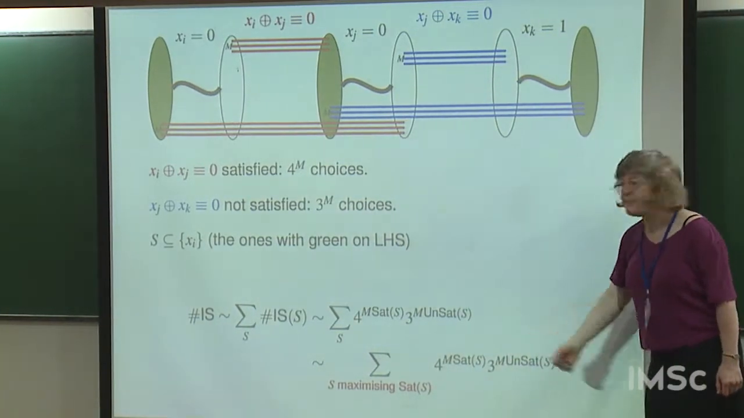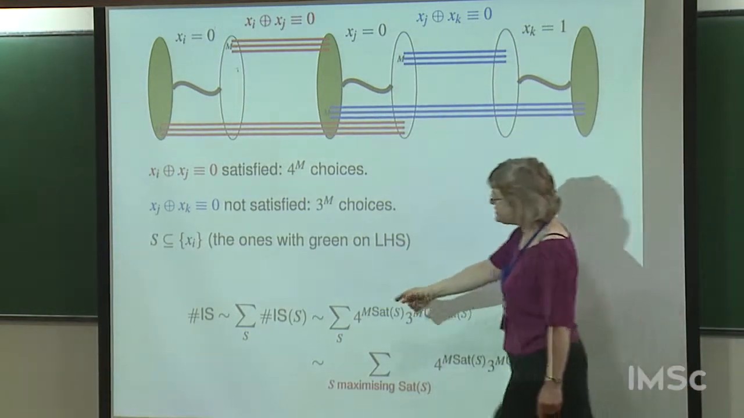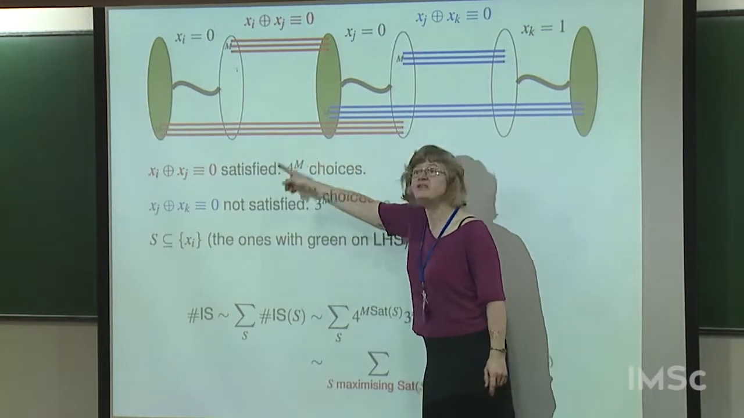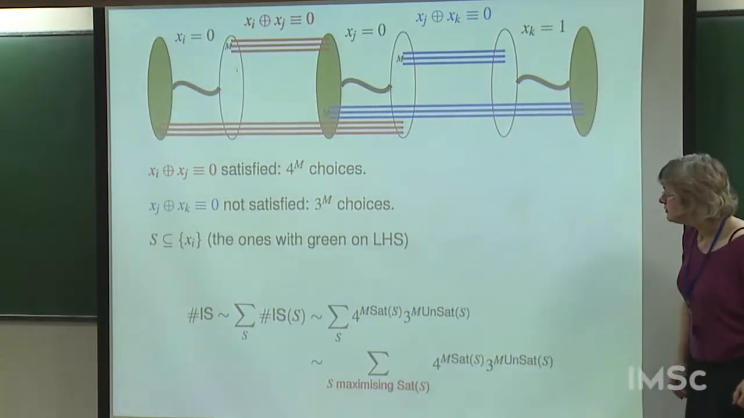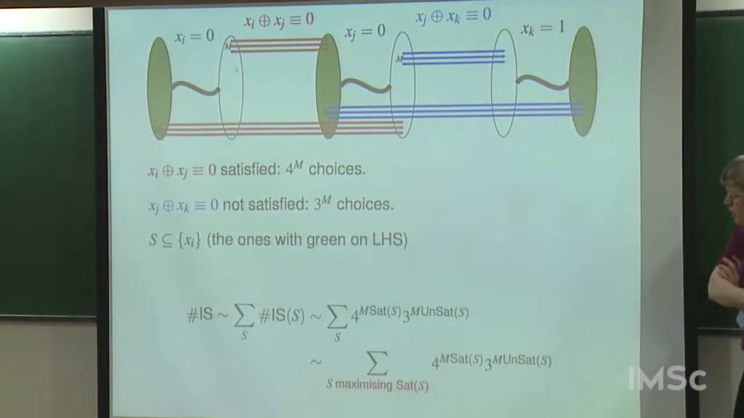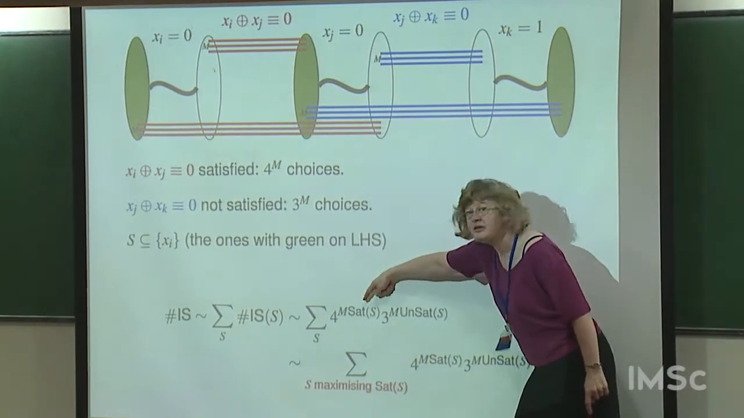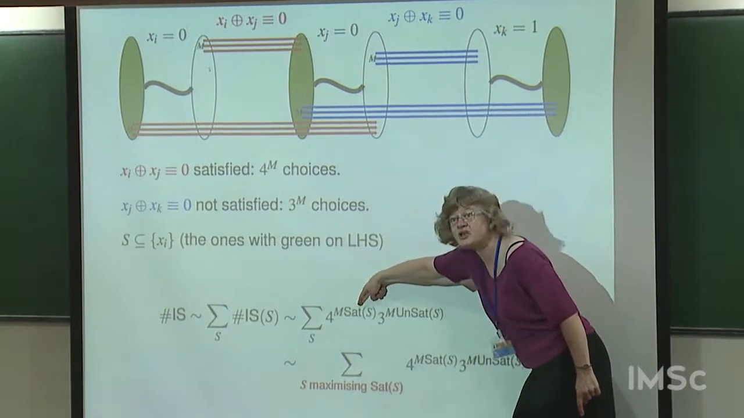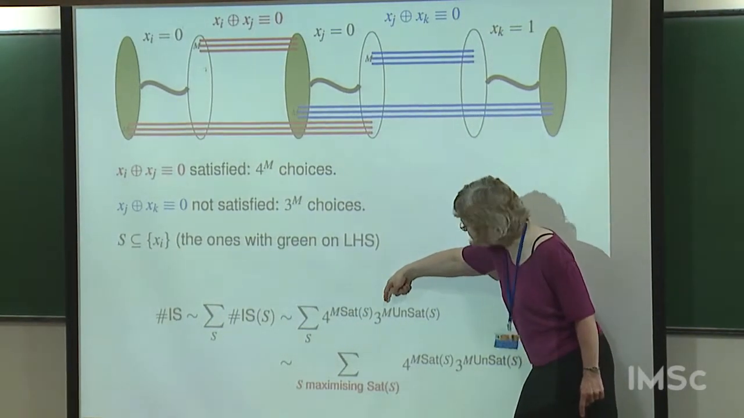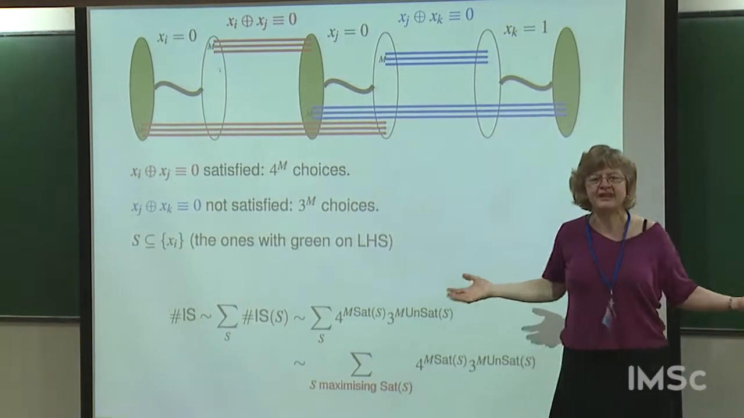And now we can just add up how many independent sets there are in this big thing. It's the sum over all S, so all choices of where the green live, of the number of independent sets that are compatible with that. And we know that the number of independent sets compatible with that is 4 to the m times the number of satisfied constraints, times 3 to the number of unsatisfied constraints. Okay, that's the calculation we just did.